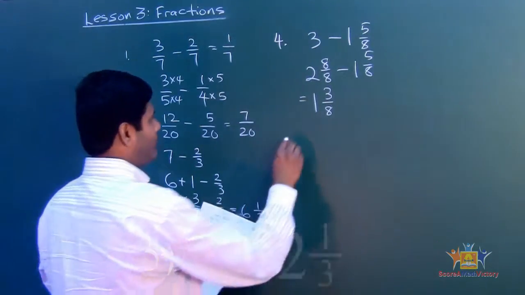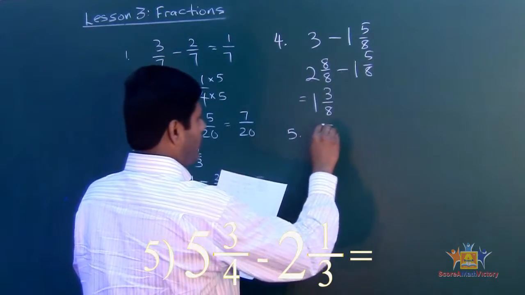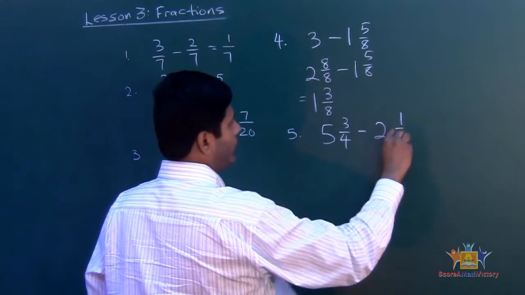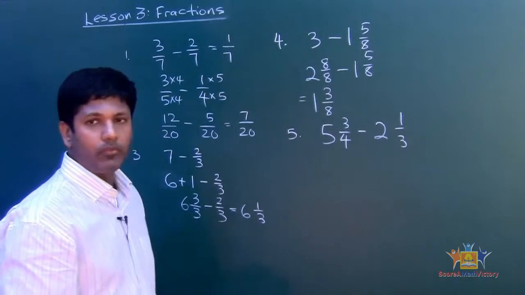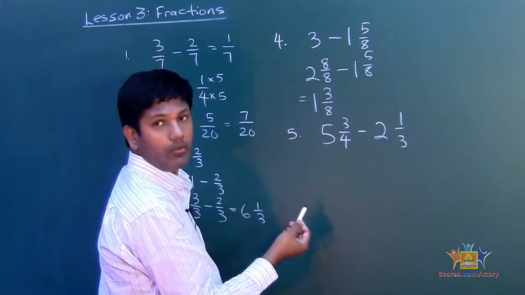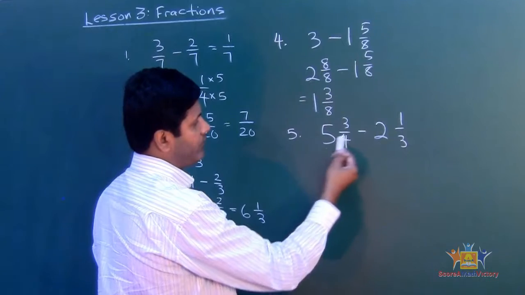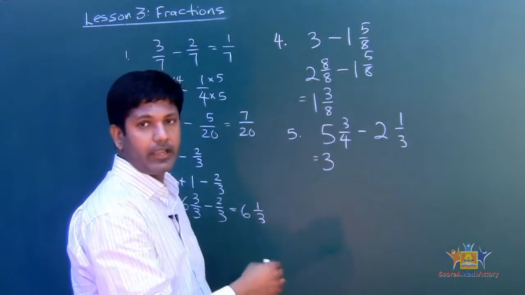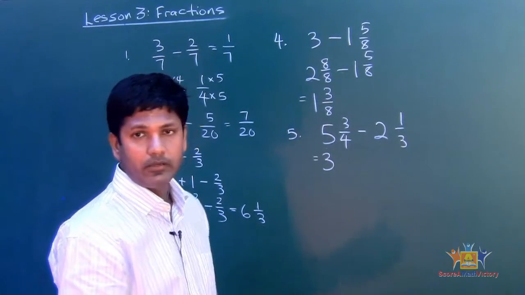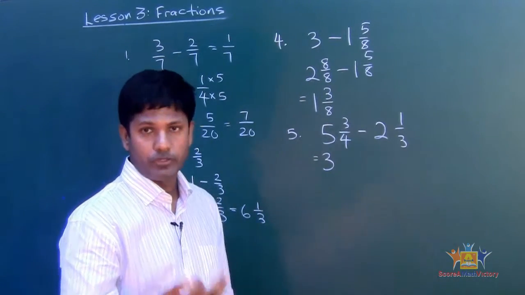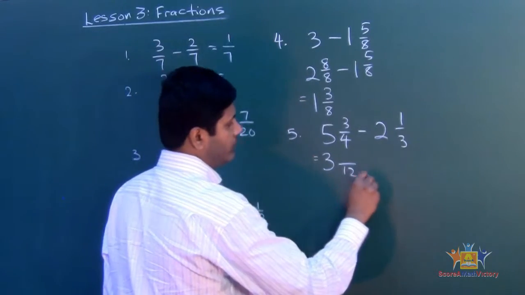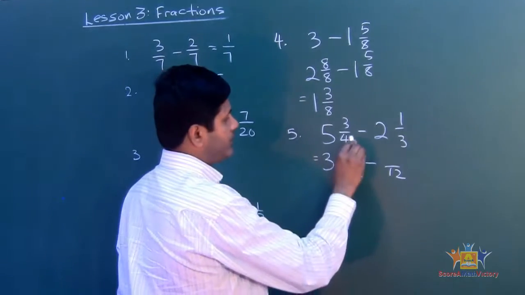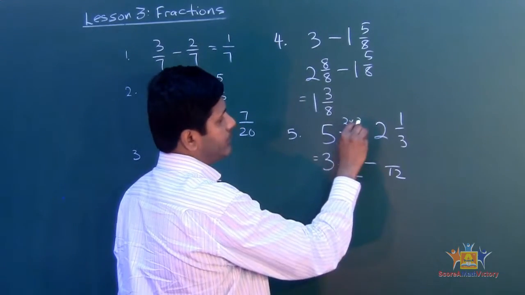Okay, problem number 5, which is 5, 3 over 4 minus 2, 1 over 3. Okay, so we've got a whole number, we can subtract. 5 minus 2 is 3. Okay, so they're not a common denominator, so I cannot subtract yet. I have to find a common denominator between 4 and 3, which will be 12. Okay, so we're going to put 12 and 12. We're going to put minus. How do I go from 4 to 12? I multiply that by 3. That means I'm going to multiply this also by 3.